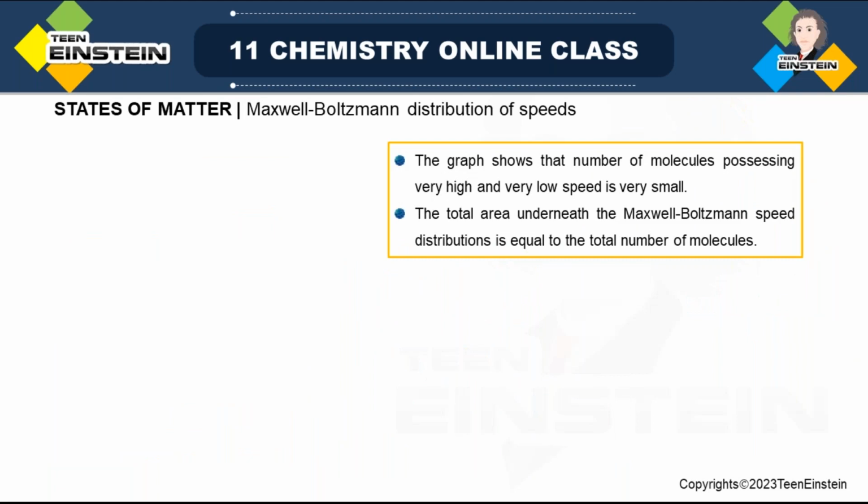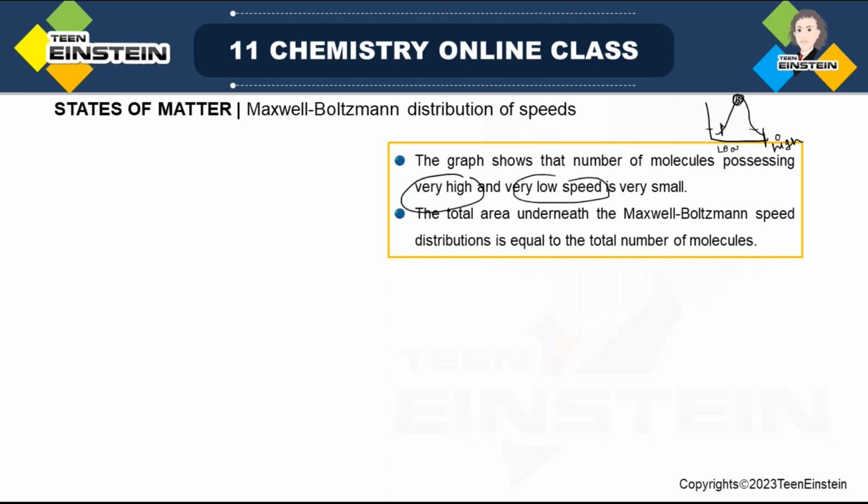So this graph that you have just seen shows that the number of molecules possessing very high speed and very low speed is very small. Why is it saying so? Because the nature of the graph more or less is like this. That means this is the zone where velocity is low. This is the zone where velocity is high, right? But in these two zones, the corresponding fraction of molecules is less.